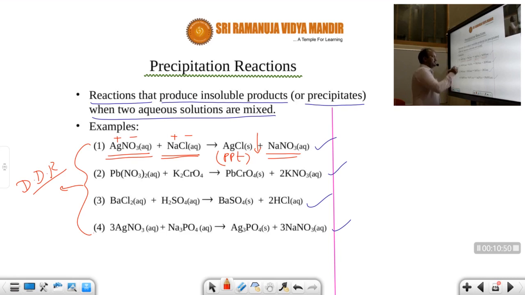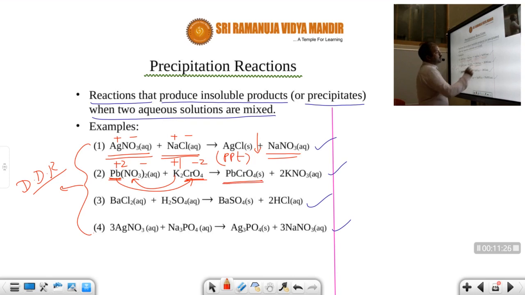Another one you should take. Here Pb plus 2 with NO3 minus, that means cation and anion, and potassium plus 1 with CrO4 minus 2. Here the cation is Pb plus 2 and the anion is CrO4 minus 2, exchanging their radicals, as well as K plus and NO3 minus. So whenever they mutually exchange their radicals, a double decomposition reaction takes place.